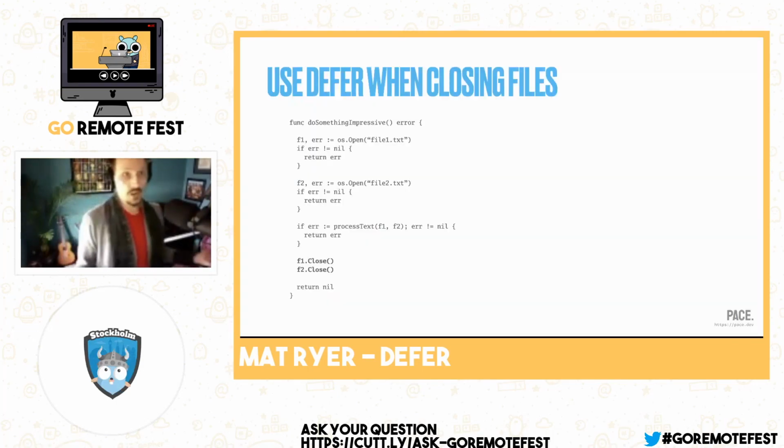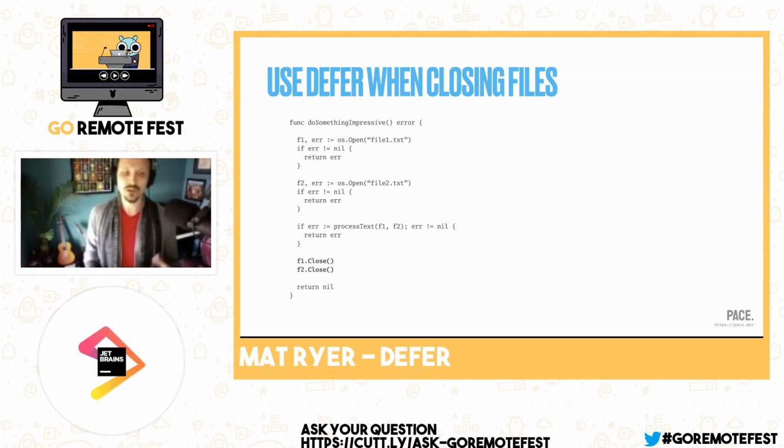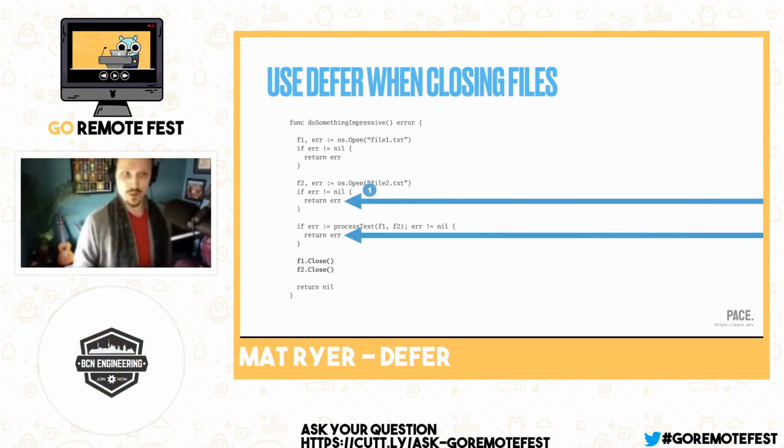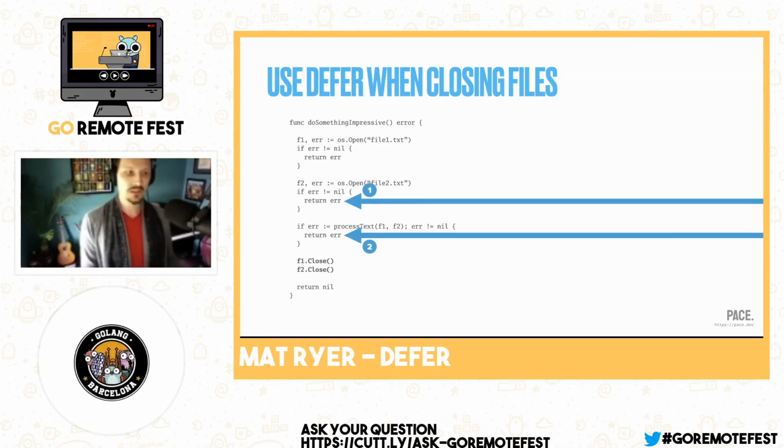Well, I use it when closing files. So here's quite a good example. You can see we open these two files, F1 and F2, and then we process some text, and then we close the files after. So that makes perfect sense. But of course, some long arrows will tell us there are a couple of places in here where we actually could exit early and leave files unclosed.